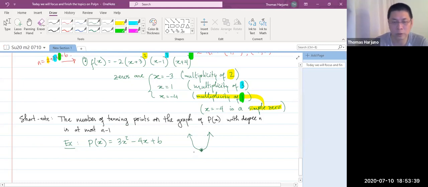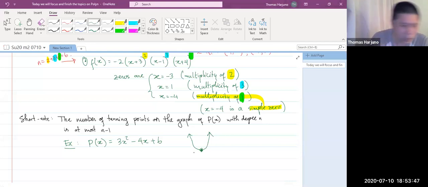That's the turning point. In calculus later on, if you take calculus, the terminology turning points refers to the critical number, either the local maximum or the local minimum.